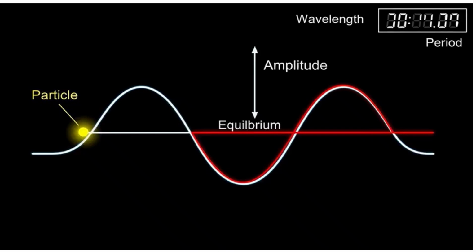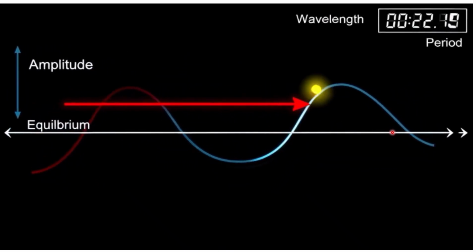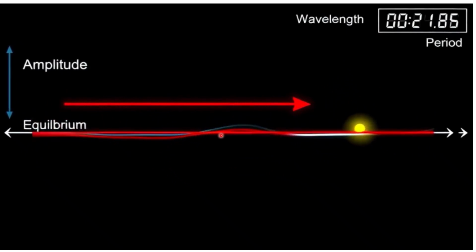Now students, look at the position of the particle again. If a particle starts its journey from the equilibrium position, covers a negative cycle and a whole positive cycle, and returns back to the equilibrium position, this is called one cycle. The time required to complete one cycle of the particle is called the time period of the wave.